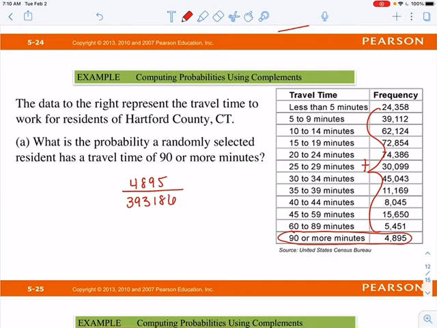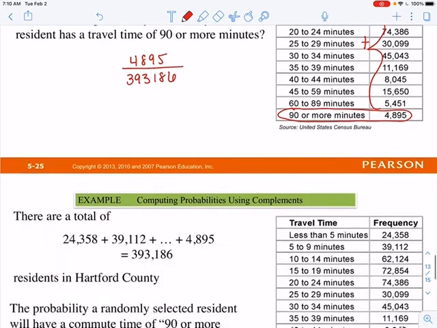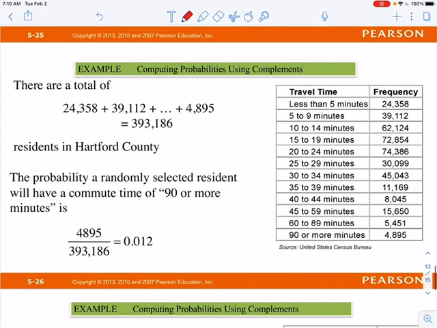When you do that, you are going to get an answer of 393,186. So the probability that a randomly selected resident has a travel time of 90 or more minutes is going to be 4,895 out of that 393,186. Again, I just added straight down that frequency column to get that, and then I pulled in that 4,895 for my numerator. On the slide, the last thing that I did was divide to get that as a decimal, so 0.012.